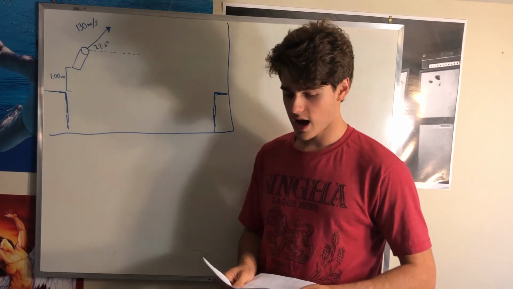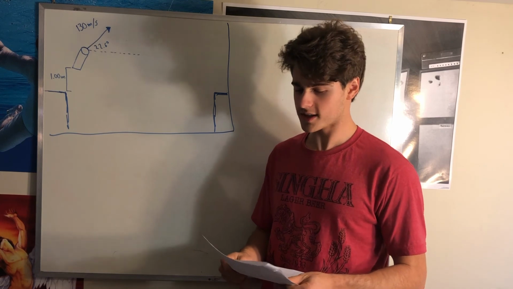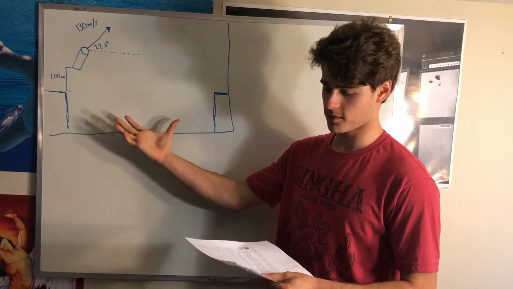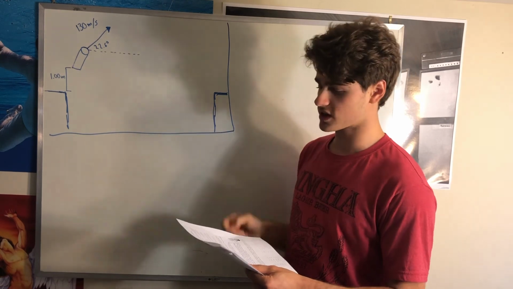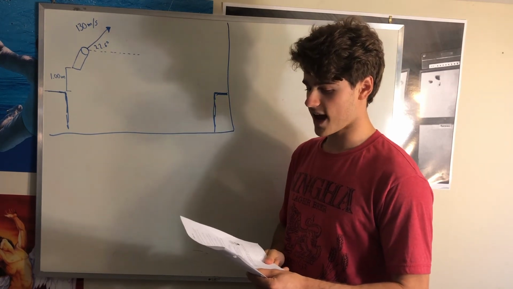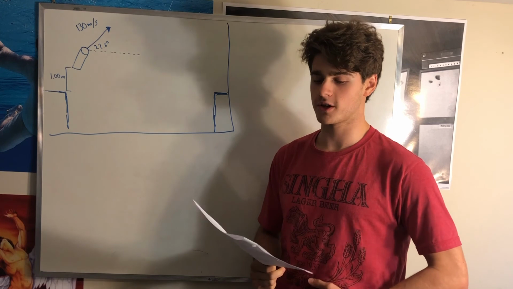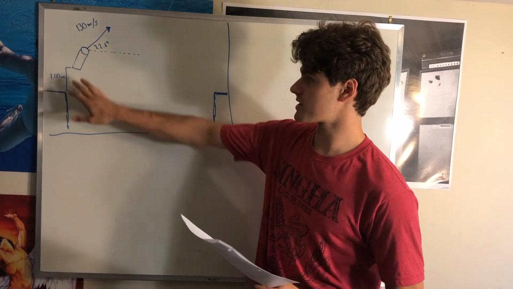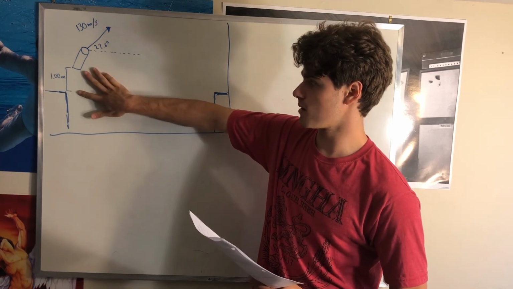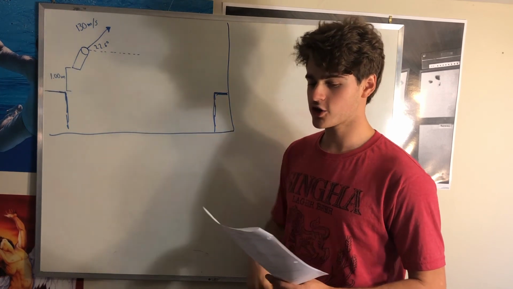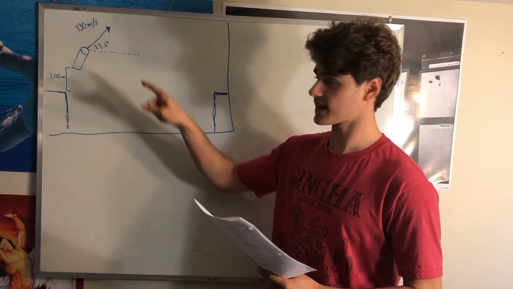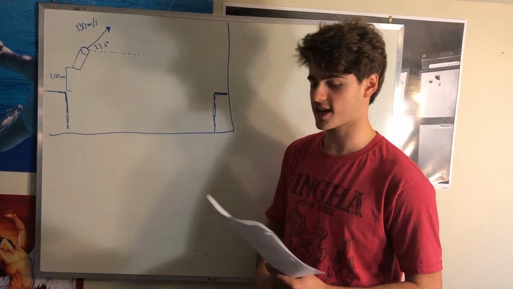So, a cannon is aimed across a bottomless gorge, here's our bottomless gorge, at an angle of 22.6 degrees above the horizontal. The mouth of the cannon is 1.00 meters above the ground. So this cannon is elevated 1 meter above the top of the gorge. It shoots a ball whose velocity upon leaving the cannon is 130 meters per second.